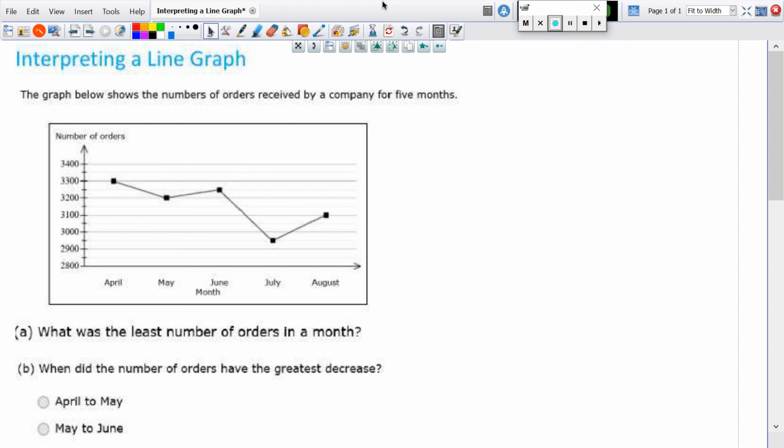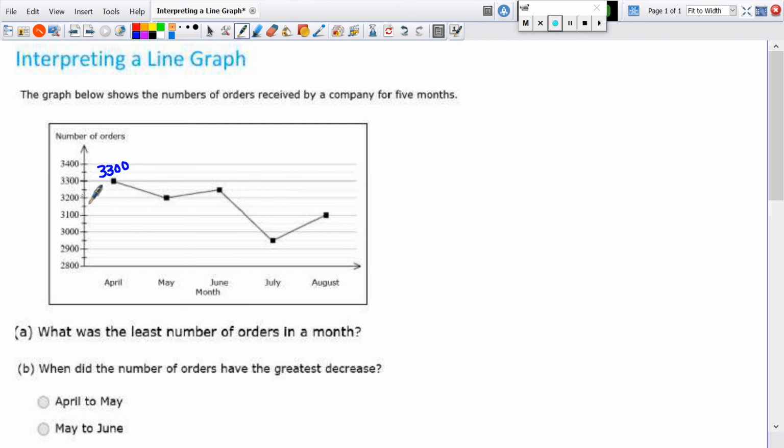Okay, for interpreting a line graph, it's much like the bar graphs. You need to find what each dot represents because each point or each dot is a month in this particular one. The graph below shows the number of orders received by a company for 5 months. So in April, you go to the first dot and go to the left and see where you're at. That's 3,300 orders. I'm going to put above each dot what that number is.